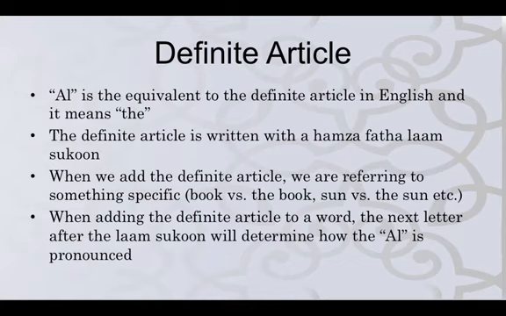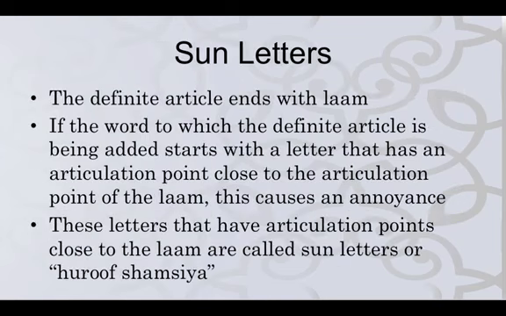Okay? Whenever we're adding the definite article to a word, the letter immediately following the lam sukun determines how the al is pronounced. Meaning, if we say al-kitab, hamza fatha lam sukun, al, and then kitab, the book, the letter kaf, because it immediately follows the hamza fatha lam sukun or the definite article, that's what's going to determine how the al is pronounced. And that letter will either be a sun letter or a moon letter. And we're now going to differentiate between those two. What are the sun letters?